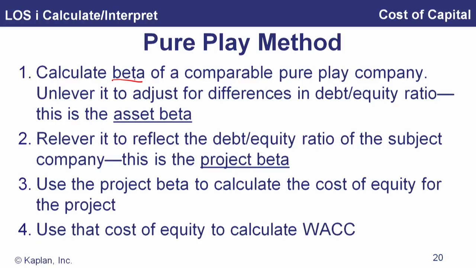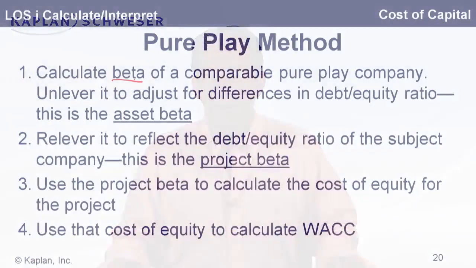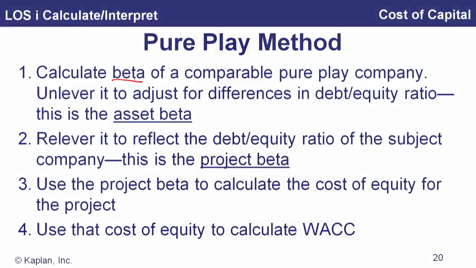Once we have the asset beta, then we can re-lever it using our company's debt equity ratio and sometimes our company's tax rate. So we've unlevered it to get the asset beta, and then we'll re-lever it to get the cost of equity capital given our corporate structure and amount of leverage that we use. So then we can use this project beta for our company to calculate the cost of equity for the project and use that with the cost of preferred and the cost of debt in our overall calculation, or I should say estimation, of the weighted average cost of capital.